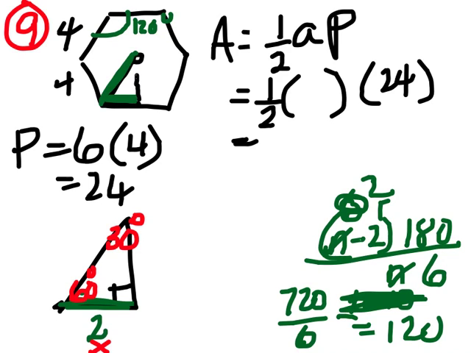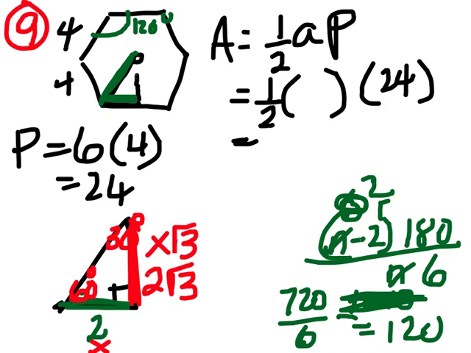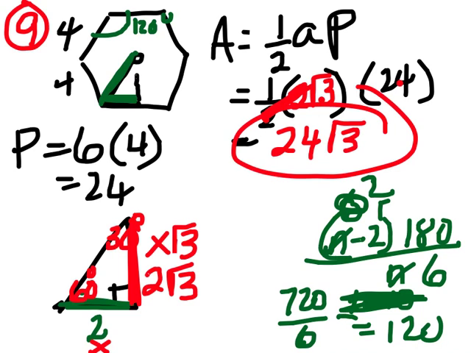Now I really am interested in the apothem, which is this red side I'm drawing in right now. Across from 60 degrees, that would be x square root of 3. Oh, but x is 2. So the apothem is 2 square root of 3. That's really all I needed to finish this problem. A half times 2 is 1, so those cancel out and make a 1. And it's square root of 3 times 24, so the answer is 24 square roots of 3.